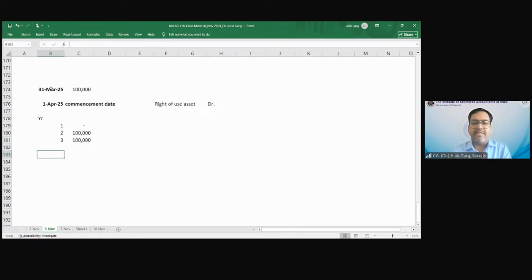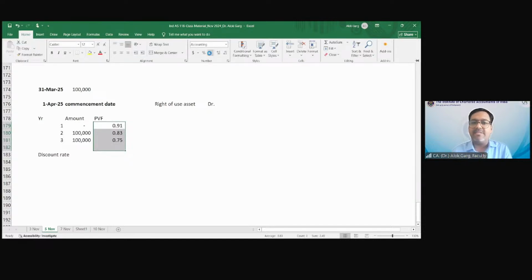Assuming discount rate is 10%, the right of use asset is equal to present value of lease payments, right? What is my future lease payment? Present value of future lease payment. What is my present value factor for the first year? 1 divided by 1.1. What is my present value factor for the second year? The payment will go at the end of the second year, yes or no? Is it understood or not? Yes sir. Everyone understands?